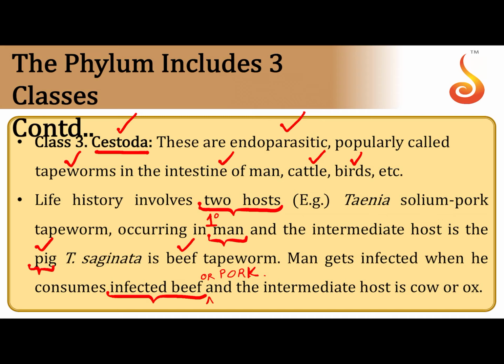Now why is man considered as the primary host? Because the adult worms live in the intestine, and the adult worms are hermaphroditic and they carry out sexual reproduction within the body of the primary host. Usually we use the word primary host to describe the host in whom the parasite takes part in sexual reproduction. Okay.